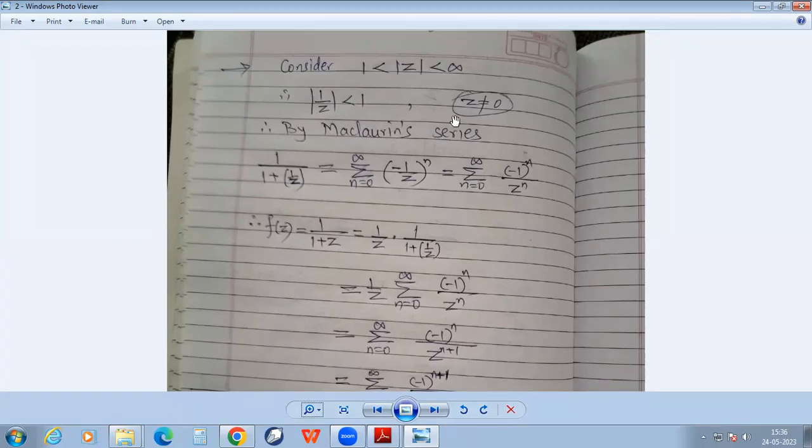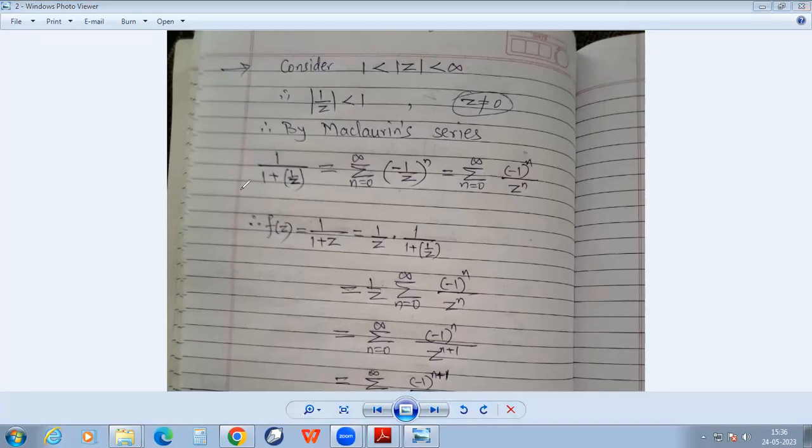So z is non-zero. I have just mentioned this for you. Once you say 1 by mod z, 1 by z has mod less than 1, but my mod z is greater than 1, will mean that z is non-zero. Now you can apply Maclaurin series. What is the expansion? So again we have to go with this.